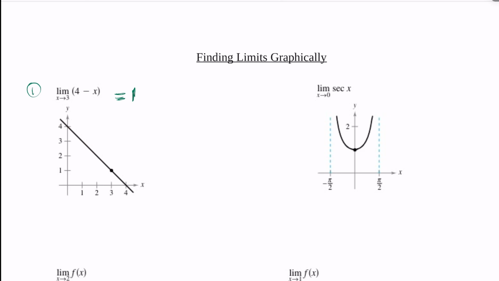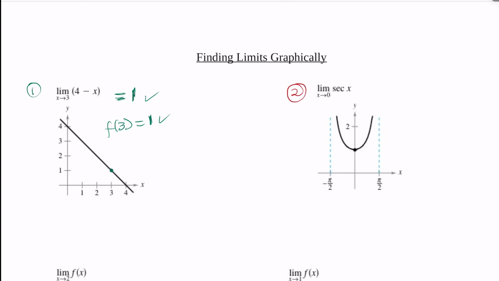Now someone may ask, what is this shaded dot? This shaded dot is the value of f of 3. It tells us the value of f of 3. So the value of f of 3 is also equal to 1. And we'll look at this when we deal with continuity. So let's solve question 2.